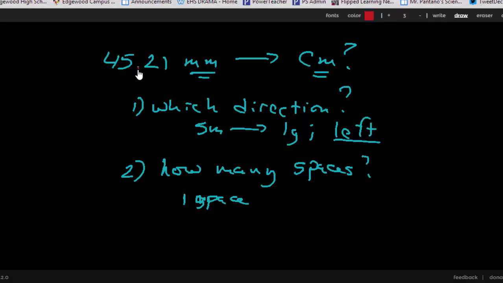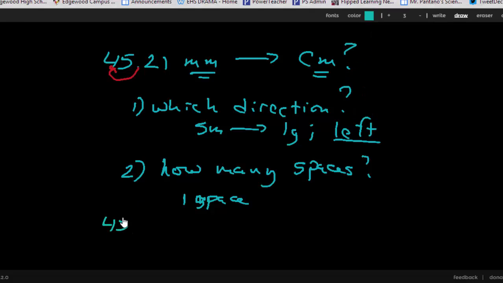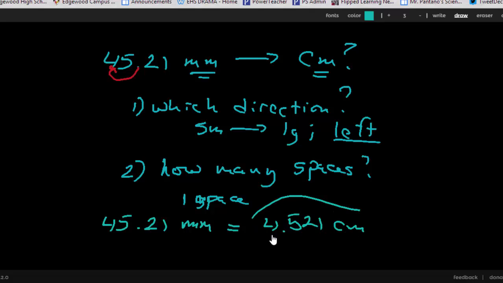That means I'm going to take my decimal point, and I'm going to move it just between the 4 and the 5 there. So that means 45.21 millimeters is equal to 4.521 centimeters. And there's your answer.